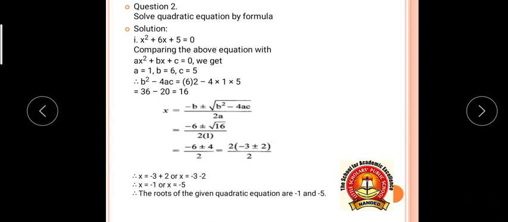So students, properly write all steps of the quadratic equation derivation in your notebook, and your homework is question number 2, the second one from practice set 2.4. Send it to me by the next session.